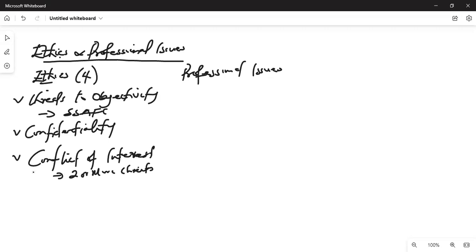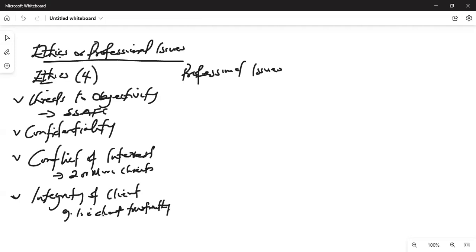Then the last thing you use to talk about ethical issues is integrity of clients. Is the client trustworthy? You have to check. You have to conduct your check.